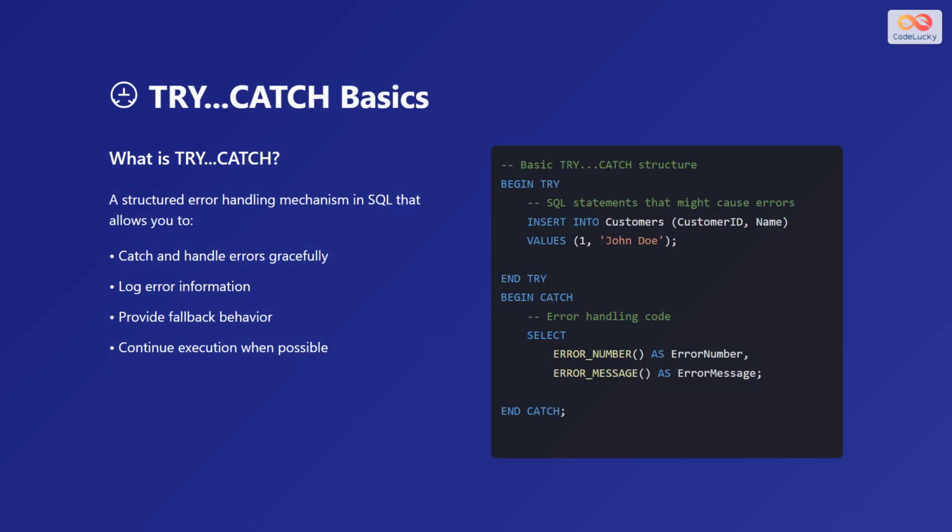The TRY-CATCH block is a structured error handling mechanism in SQL. It allows you to catch and handle errors gracefully, log error information for debugging, provide fallback behavior to prevent failures, and continue execution when possible. Here's a basic example. We start with BEGIN TRY, inside of which you place the SQL statements that might cause errors. For example, an INSERT INTO the customers table. If an error occurs, the control jumps to the BEGIN CATCH block. Inside this block, you can use error functions like ERROR_NUMBER and ERROR_MESSAGE to retrieve details about the error.